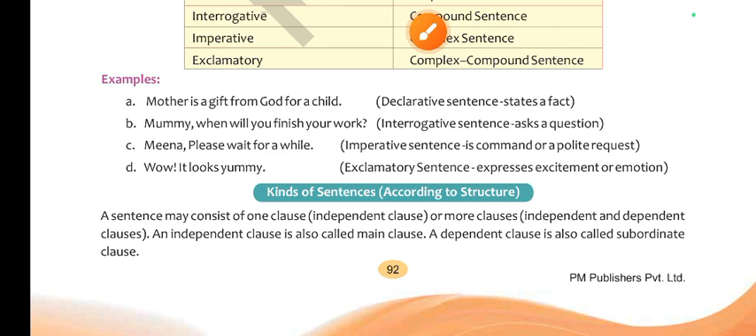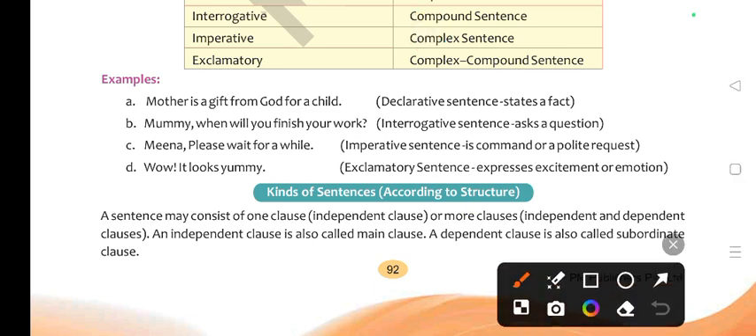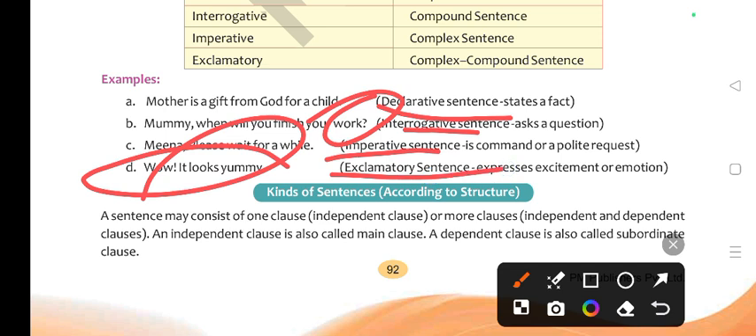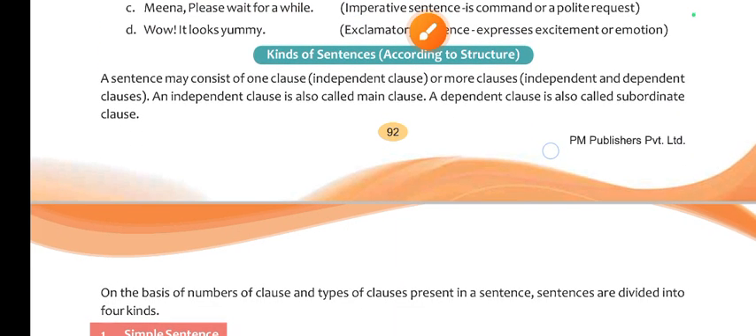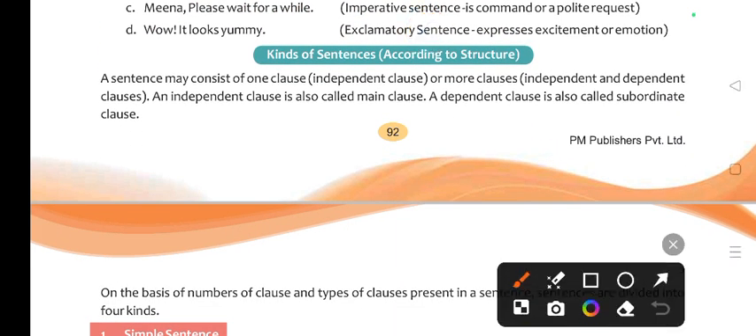Mother is a gift from God for a child. So which kind of sentence is this? Declarative sentence, and it's stating a fact. Mummy, when will you finish your work? You are getting a question mark, so this is an interrogative sentence. Meena, please wait for a while. You are giving a polite command or polite request. This is an imperative sentence. Wow, it looks yummy! This is an exclamatory sentence.